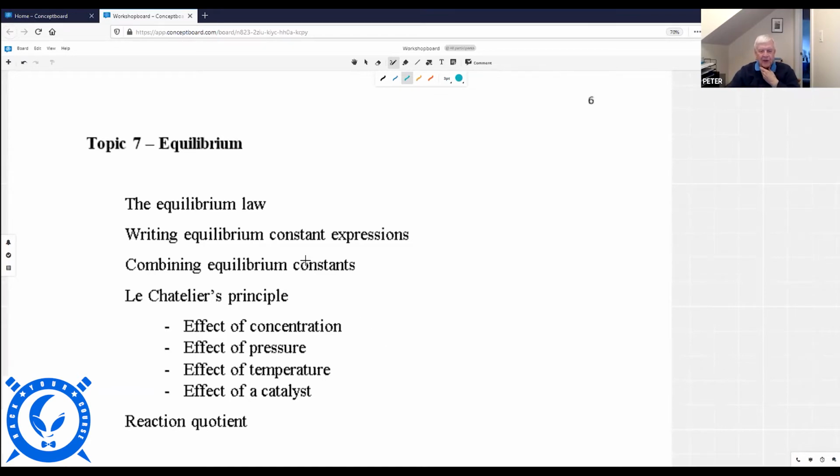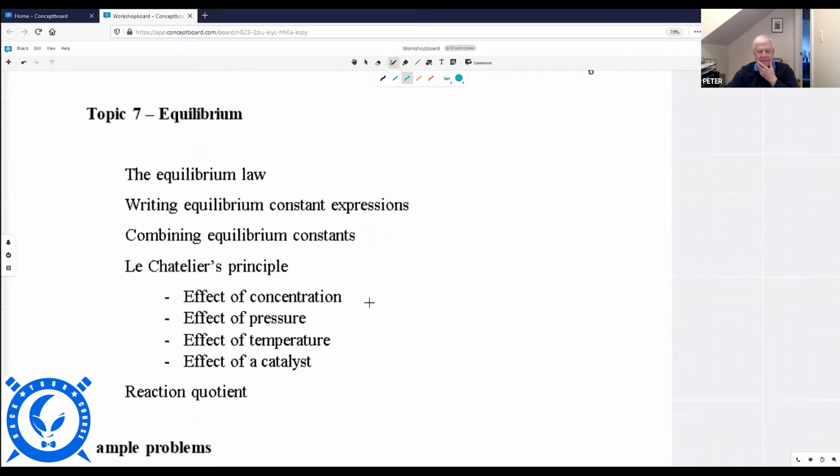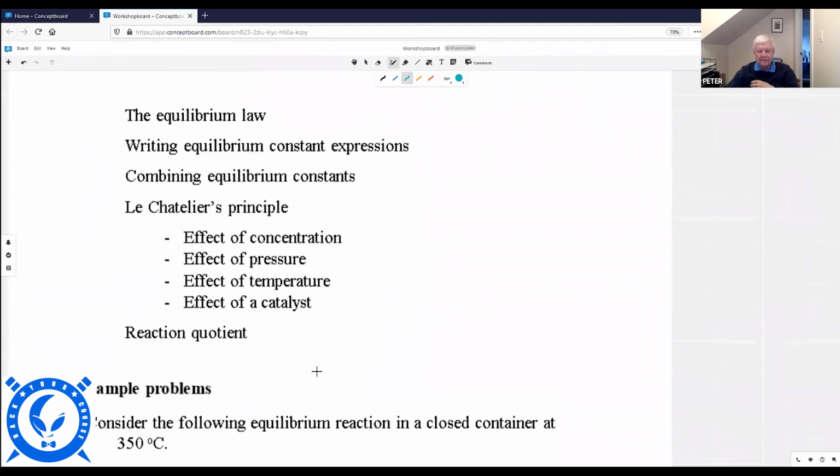You have to be able to write equilibrium constant expressions for any particular equilibrium. You should be able to combine equilibrium constants. By that I mean, if you do a reciprocal reaction, what happens to that? If you combine two constants and so forth. I'm not going to dwell on that today. And then the key thing that they often ask is Le Chatelier's principle. When they ask you to say, okay, how will the equilibrium change if you change concentration, change pressure, change temperature, or you put in a catalyst? And we'll look at all of those today.